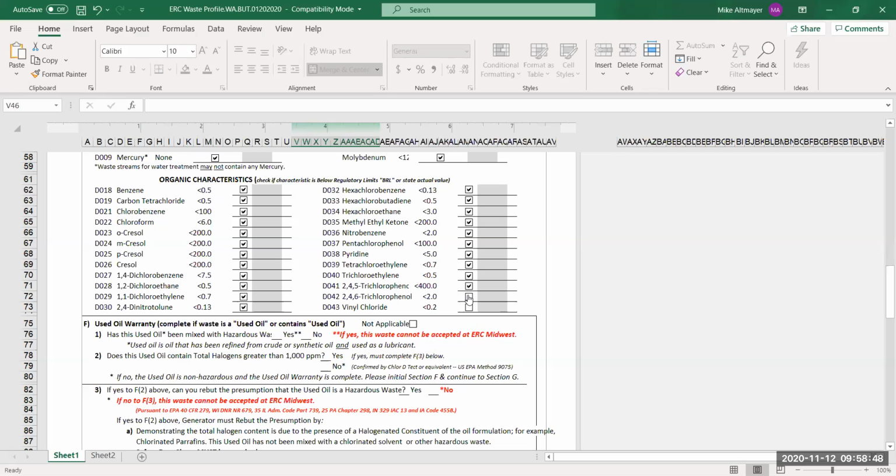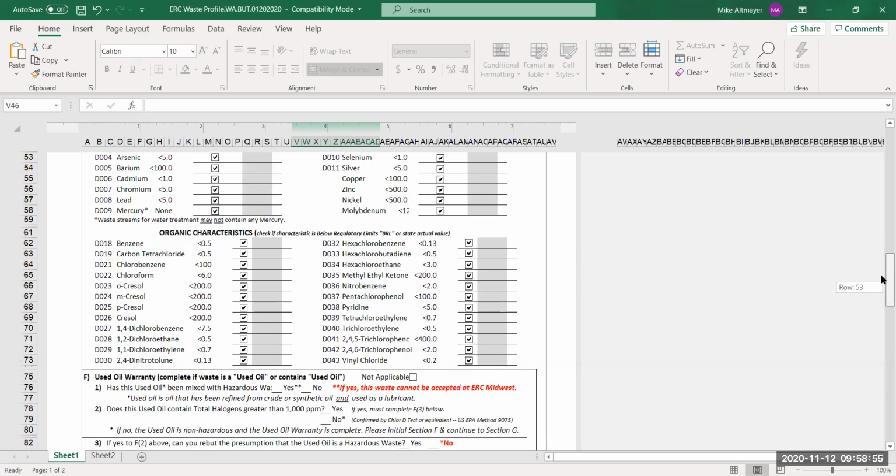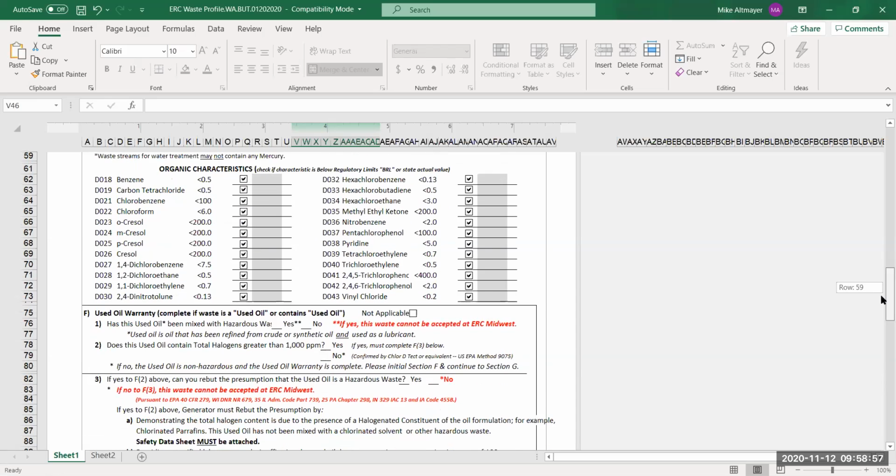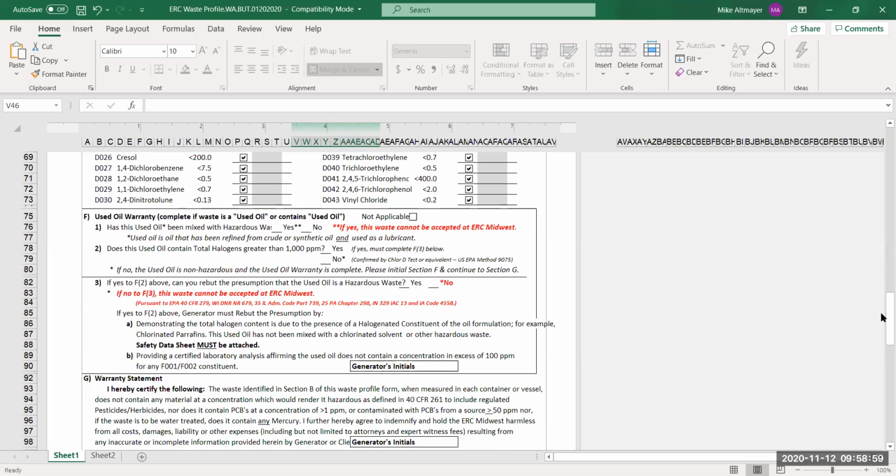And this just confirms again that we don't have any toxicity in our waste. These are all constituents that would indicate there is some toxic component. So we want to say it's non-toxic. Used oil warranty, in this case, I'm going to mark not applicable because I'm declaring this a wastewater waste stream, not a used oil waste stream.